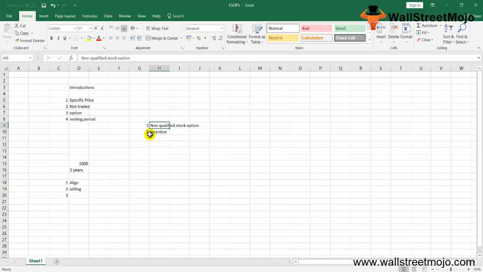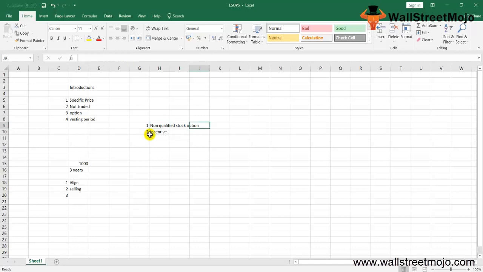When exercised, the owner of these options has to pay tax on the difference between the predetermined price and the price at which the option holder exercises his or her option. So if the shares after the exercise are held for more than 1 year, the long-term capital gain is levied. Now there is a non-qualified stock option example that we can talk about.